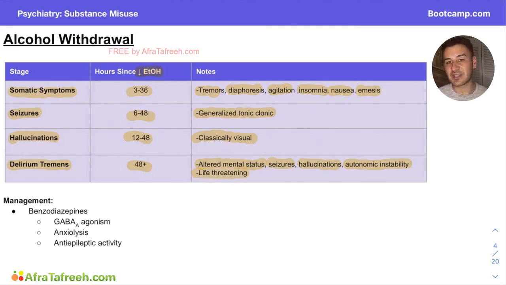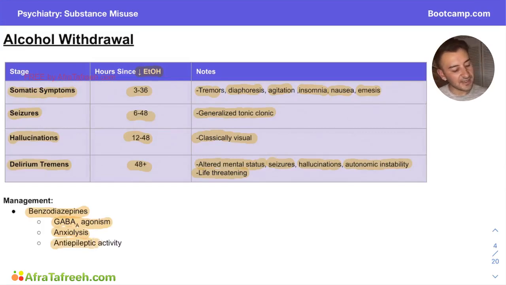So how do we manage this? How do we prevent people from going down this stepwise decline to delirium tremens? Well, our answer is going to be benzos. We give benzos because they are GABA A agonists, just like alcohol. And they also have some useful properties that can help people who are experiencing withdrawal. They are anxiolytic in nature, so people who are withdrawing from alcohol can be very anxious and uncomfortable, and the benzodiazepines can help them with this.